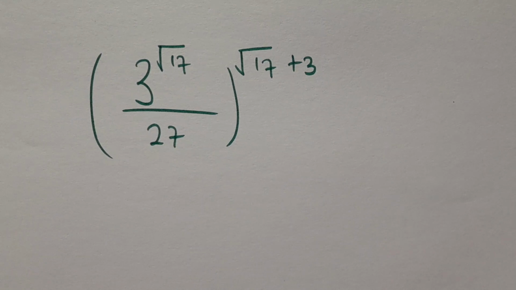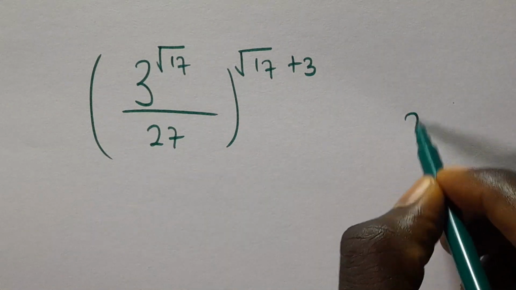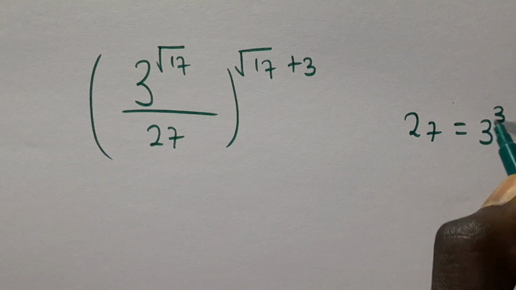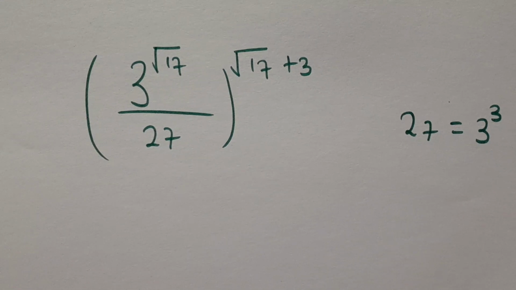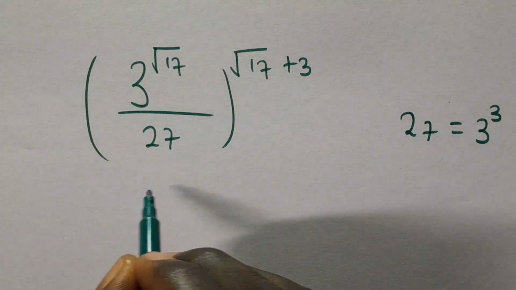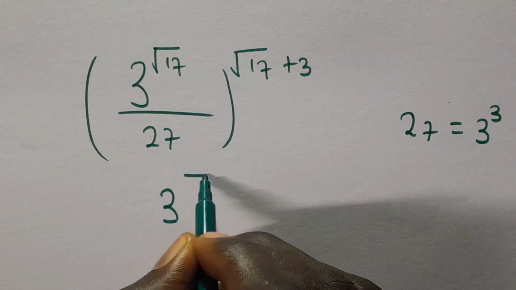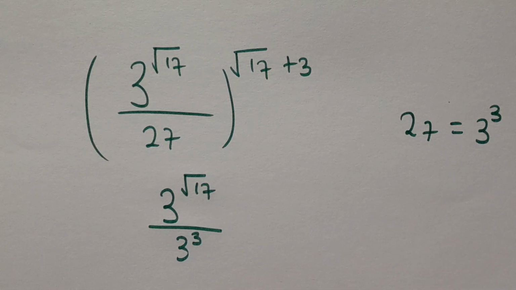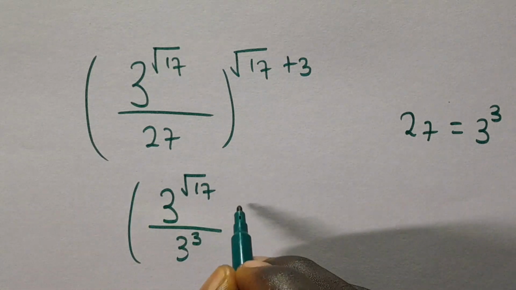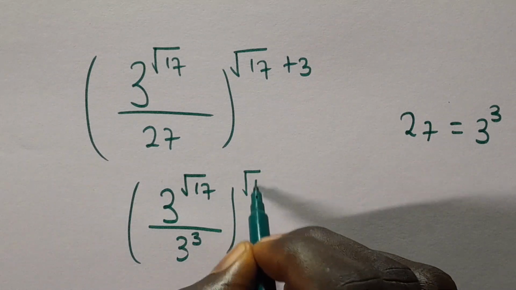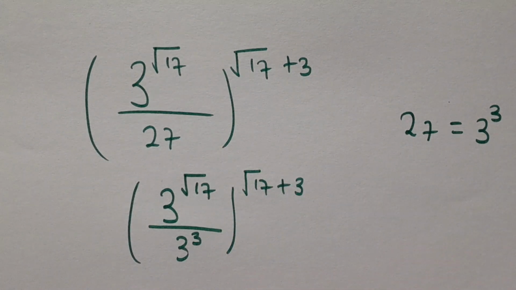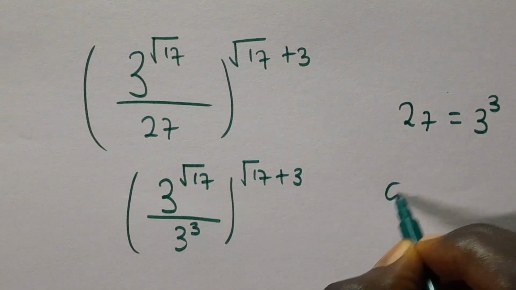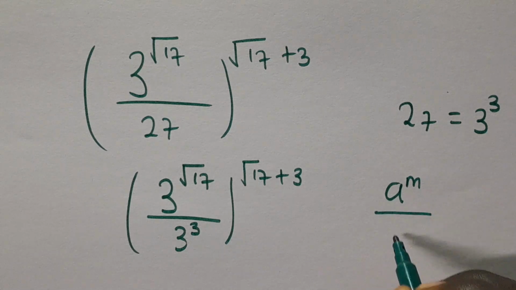So now from here, we believe that 27 equals 3 raised to power 3. So we can substitute that here. We are going to have it to be (3^√17 / 3^3), then all raised to √17 + 3.